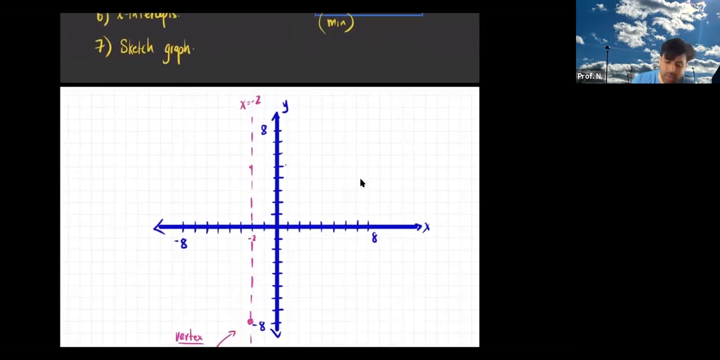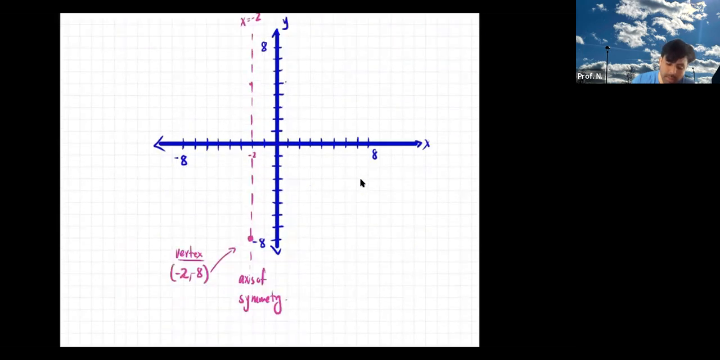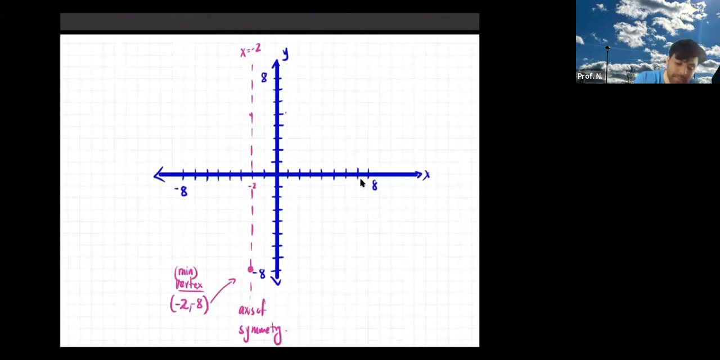Okay, so far this is what I have. And I know this is a minimum too. Make sure you highlight that fact. It's a minimum. So if it's a minimum, then that's the smallest y value that it can get. Now, what would be the domain? The domain is always going to be negative infinity to infinity, all real numbers.